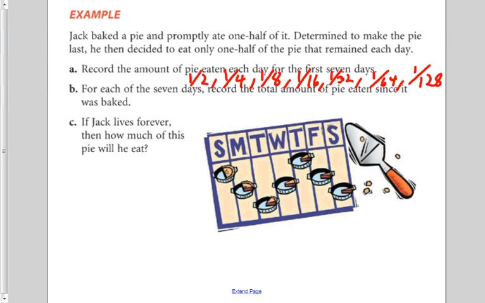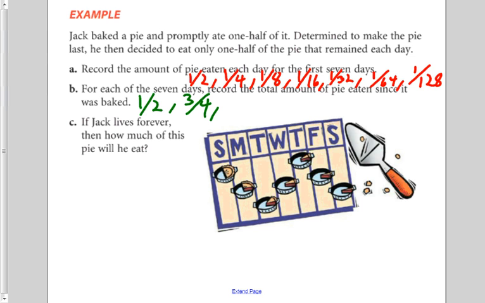So now let's look at part B. For each of the 7 days, record the total amount of pie eaten since it was baked. Well, on the first day, he ate half of the pie, so he only ate half of the pie. On the second day, he ate on the first day half the pie, and then on the second day he ate 1/4 of the pie. So 1/2 plus 1/4, already he ate 3/4 of that pie.